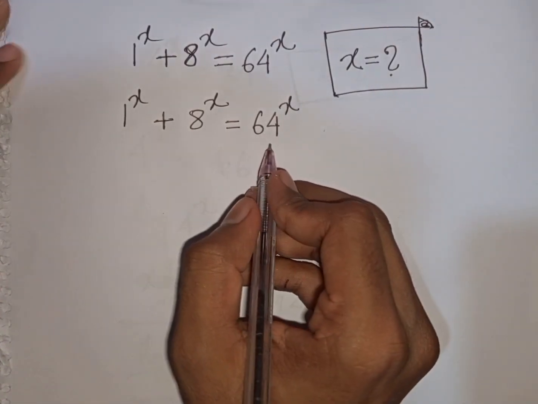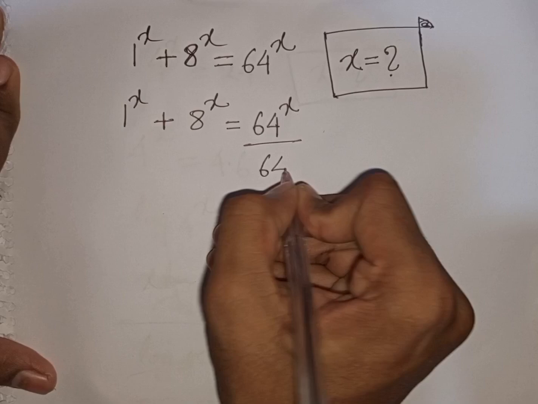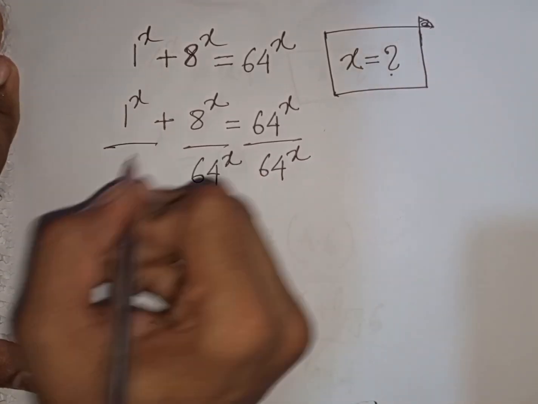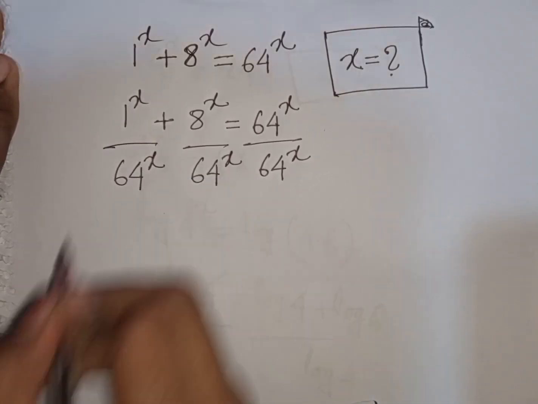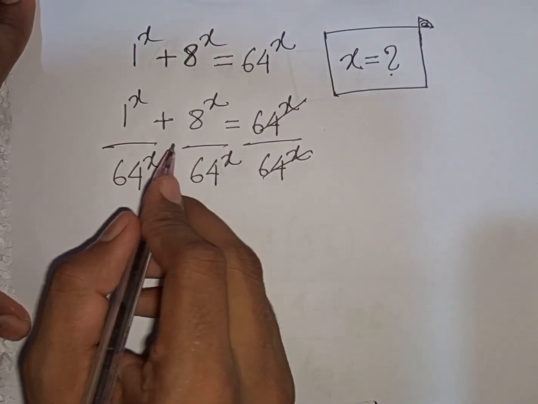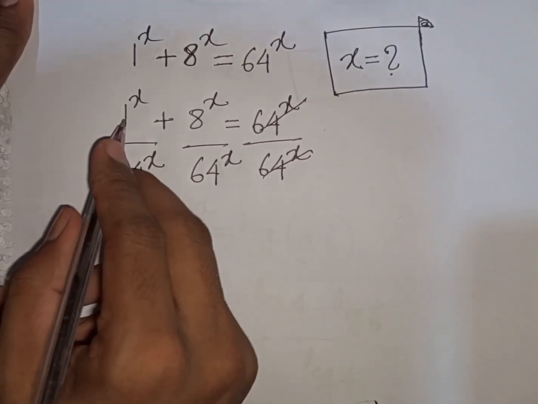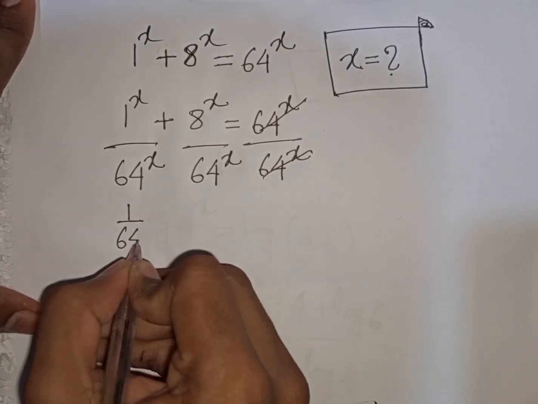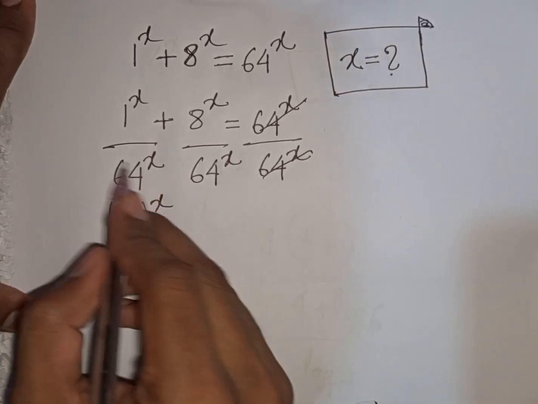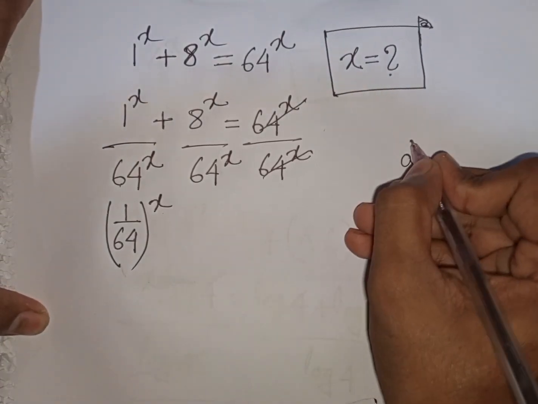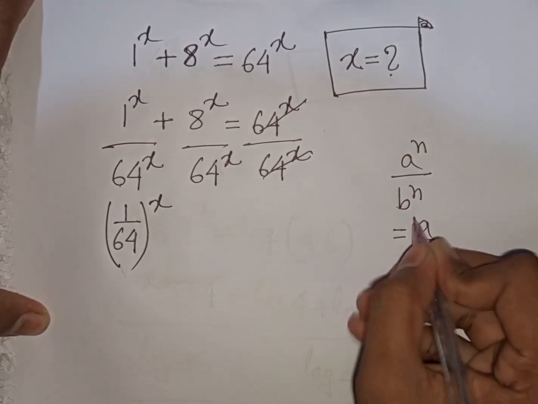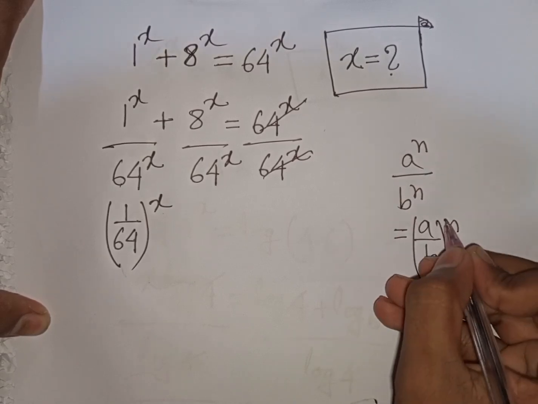Now, we divide by 64^x on both sides. So, divided by 64^x, divided by 64^x, divided by 64^x. Now, this will be cancelled. Now, 1^x over 64^x can be written as (1/64)^x, with the common power x, because x is the same power but the base is different. According to this formula, a^n over b^n is equal to (a/b)^n, with the common power n.